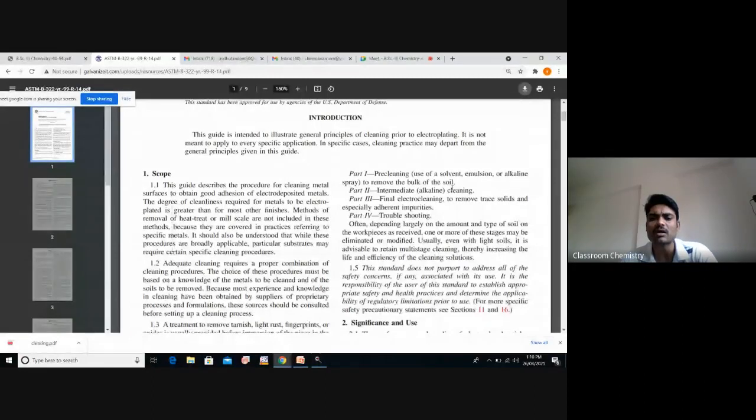And the fourth part is troubleshooting, that is, you choose by which method we can clean this particular object. It is your choice to select different types of solvents, different types of acids, and different types of alkalis for cleansing the object with proper knowledge.